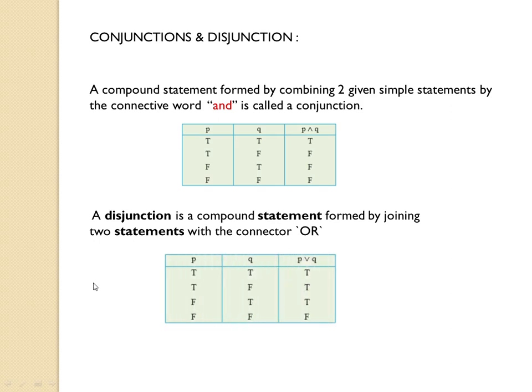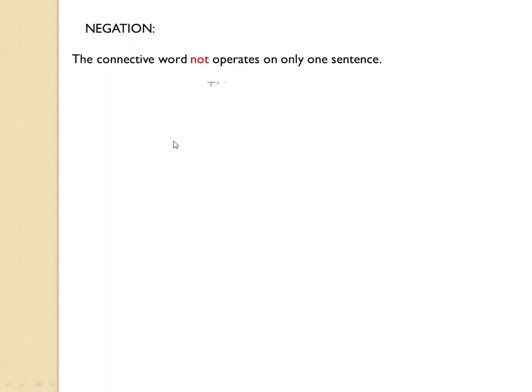Next is disjunction. It is a compound statement formed by joining two statements with the connective OR. Now here is the truth table of P disjunction Q. Now in this again the values of P and Q remain the same. Here you have to only learn that if both the statements are false, then P disjunction Q is also false. Now next topic is negation. The connective word not operates on only one sentence.